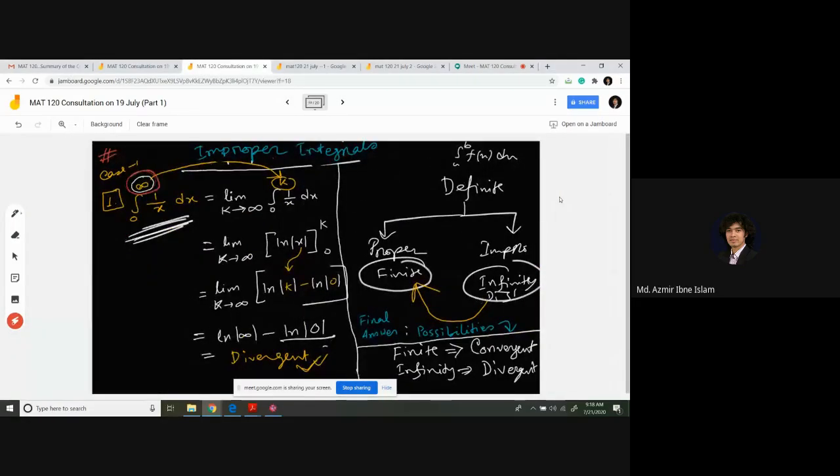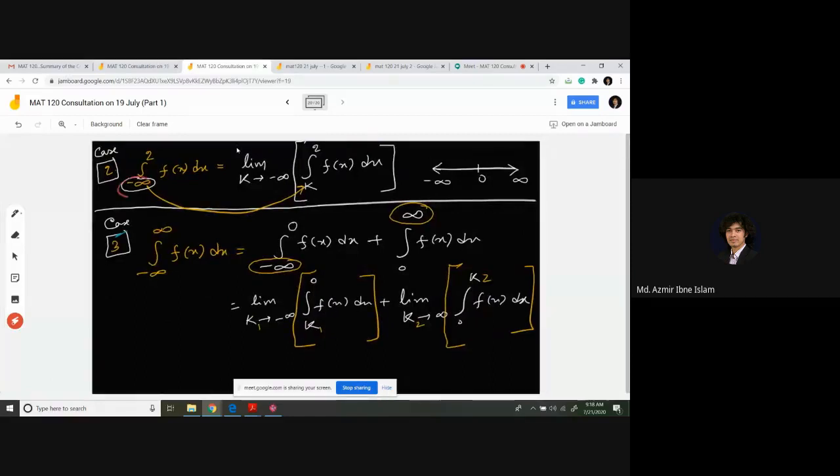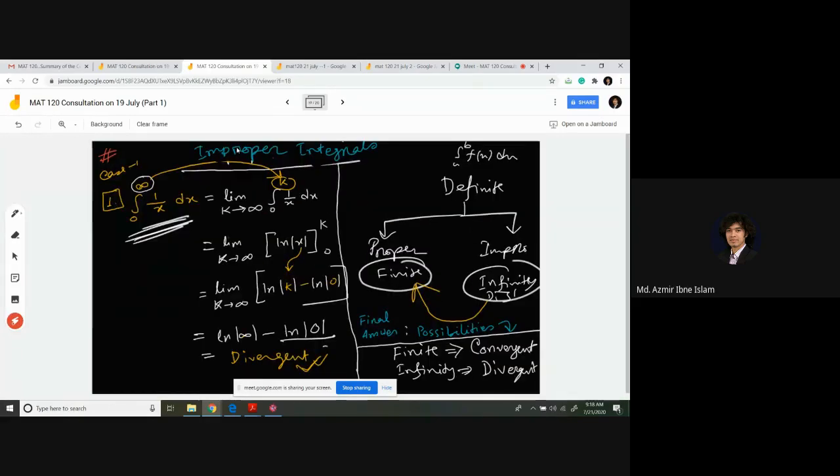If you have infinity at the upper limit, or negative infinity at the lower limit, or positive and negative infinity in both limits, then these are not called proper integrals. This is called improper integral. A definite integral means having a lower limit and an upper limit. If the limits are finite, defined values, then this is called a proper integral. But if the limits are infinity, then these are called improper integrals.